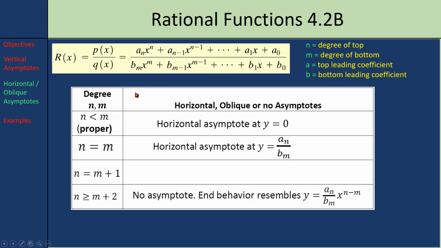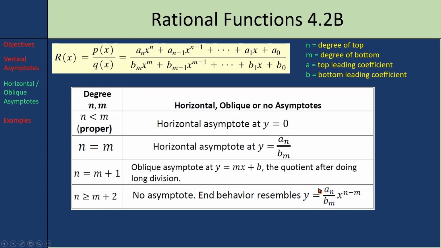And if n is 1 bigger than m, which is if the top is 4 and the bottom is 3, or the top is 9 and the bottom is 8, then to find the oblique asymptote, you have to do long division. Take top divided by bottom, and you have the equation of the line of the oblique asymptote. And if n is more than 1 bigger, so it's 2 or more than m, then you don't have an asymptote, but you have the end behavior that looks like a over b, and then the power function of the difference of the exponents.